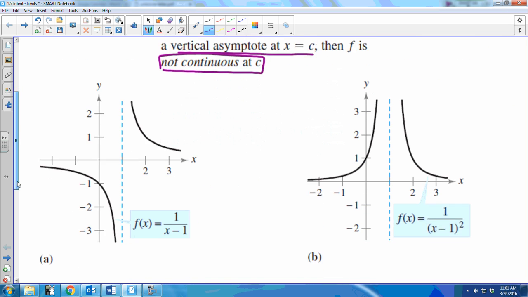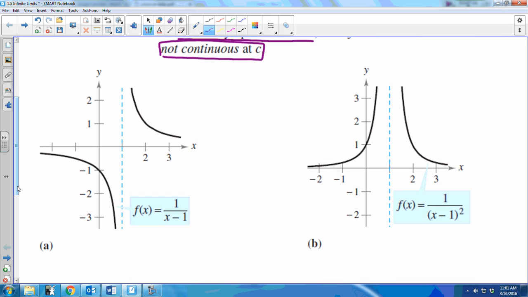So here are some examples. Here's the function 1 divided by the quantity x minus 1. Well, if I put 1 into the denominator, I have 1 divided by 0. And we know we can't divide by 0. There's no way to simplify this function, and so I have a non-removable discontinuity, right, at x equals 1, and so there happens to be a vertical asymptote there.